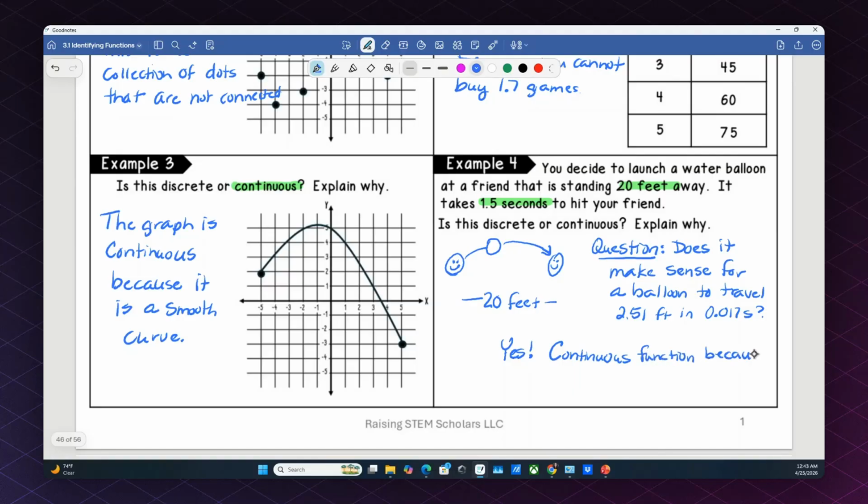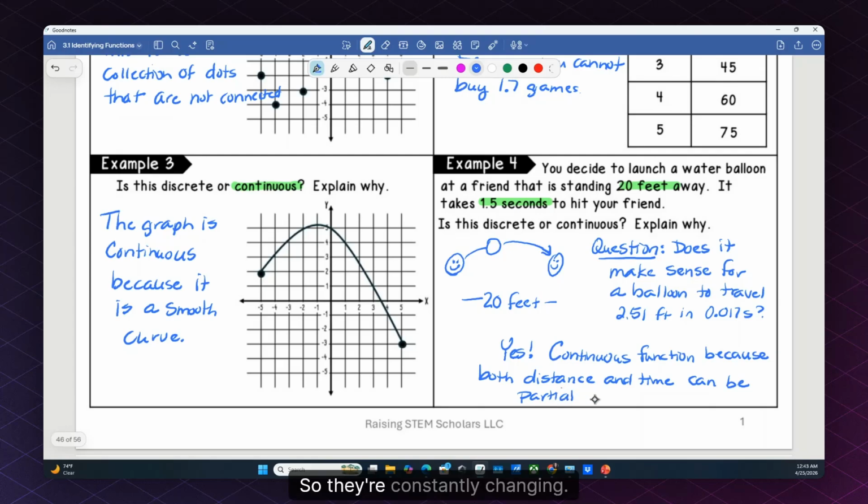Because both distance and time can be partial amounts. Okay? So they're constantly changing. It's not like buying a video game where you have one video game and it's $15. It's not like that. You can have partial amounts as you throw that balloon.